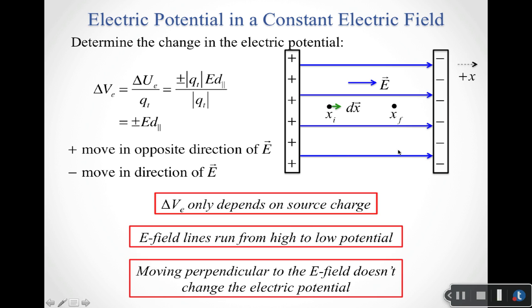The other thing is that moving perpendicular to the electric field doesn't change the electric potential. I can move, say, to the right, and that will change the electric potential. I can move to the left, that will change the electric potential in this particular situation where I have an electric field that points to the right. But moving up or down doesn't change the potential at all because I'm moving perpendicular to the electric field here. So this d parallel tells me that I only care about distances that I'm moving parallel to the electric field if I want to think about how I'm changing the electric potential.